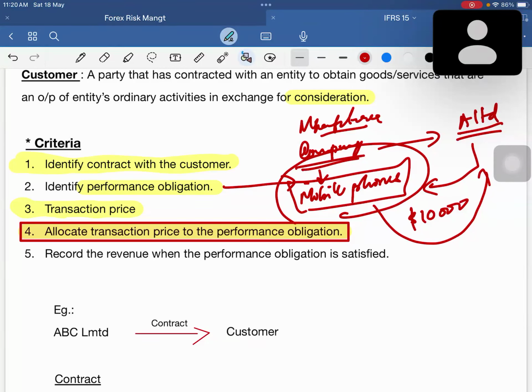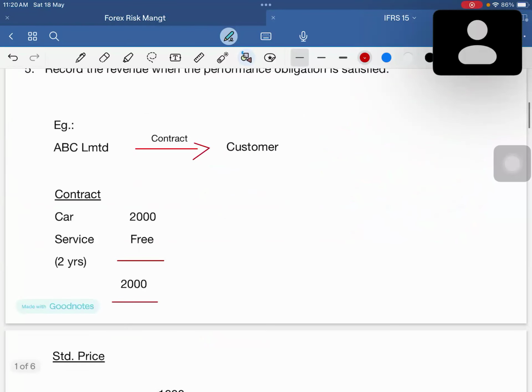Okay, so these criteria I have mentioned are the same thing that is going to let you recognize whether or not an amount can be taken under revenue. Clear? Okay, so if any of these criteria isn't met, you can't record the revenue. That's all. That is a general rule of thumb. Understood? Now let's take an example.